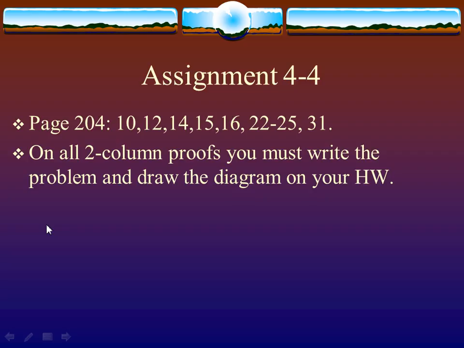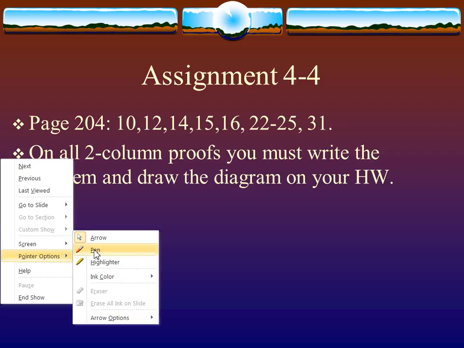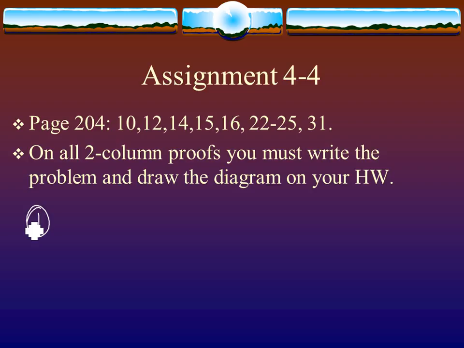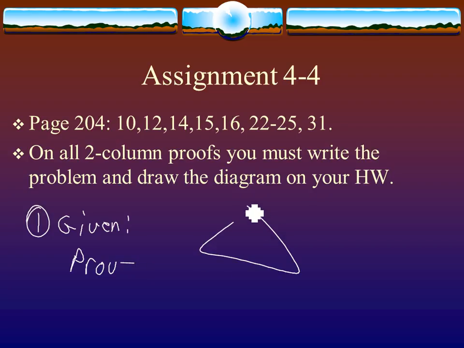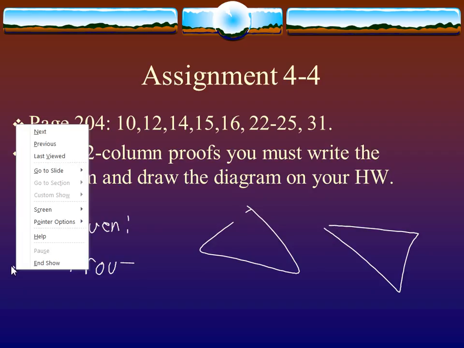All right, here's your assignment. It's not a real long assignment with 4, 5, 9 or 10 problems. On any of them that are 2-column proofs, if they say write a 2-column proof, we'll go over quite a few of them next class. If they say write a 2-column proof, the first thing you got to do is write the problem down. So write the given and what you're trying to prove, and draw the picture. Draw whatever the picture is that they give you. So do that on every 2-column proof.